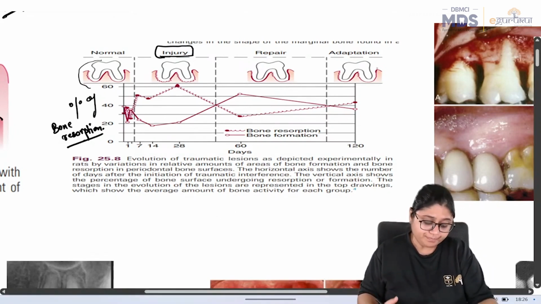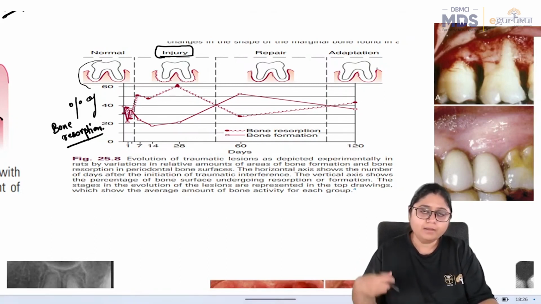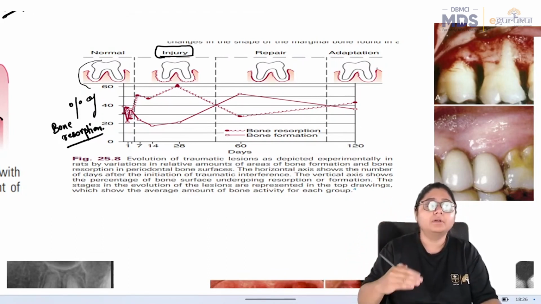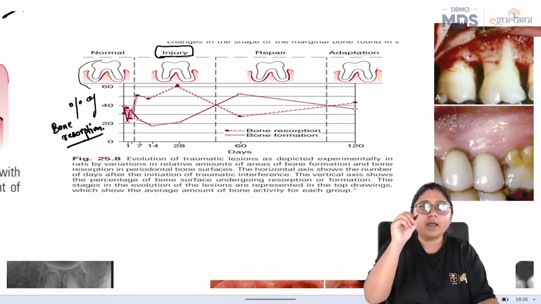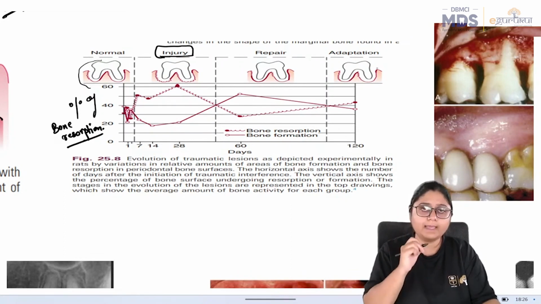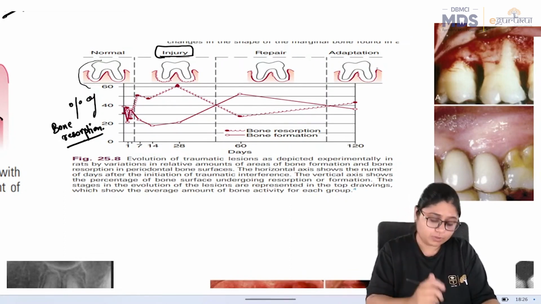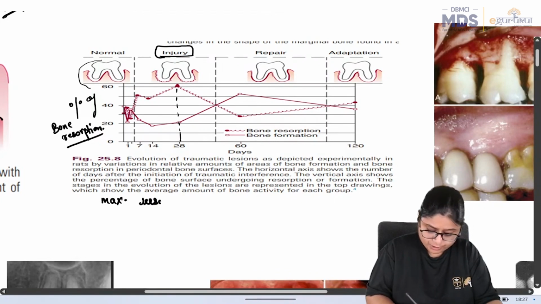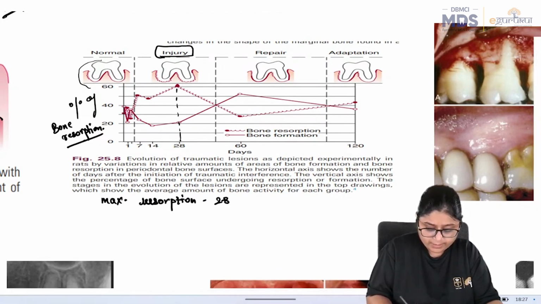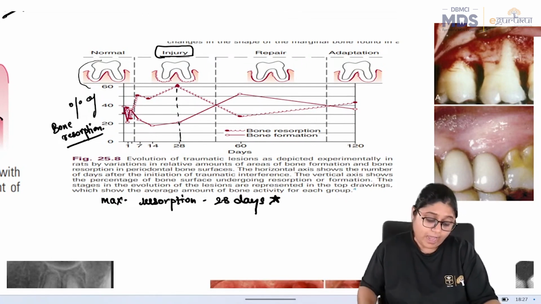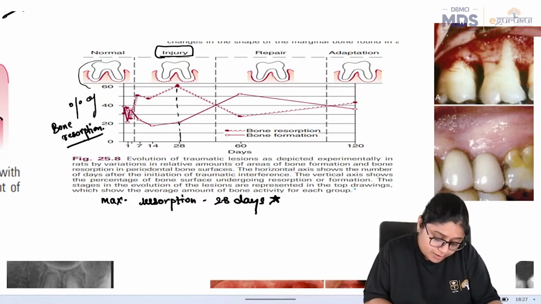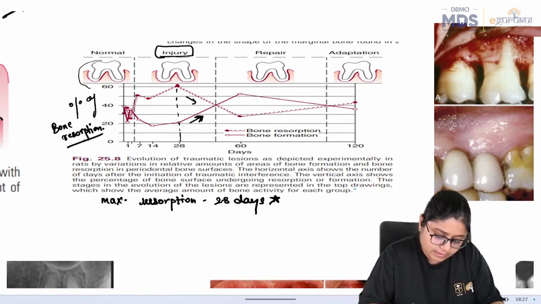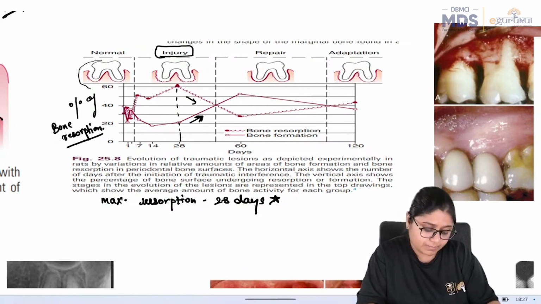In injury, whenever the abnormal occlusal forces are happening, there is an increase in the resorption. This increase reaches its maximum resorption state in 28 days. Suppose the abnormal force starts on day 0, then in 28 days you will see the maximum resorption here. Important to remember for MCQs. After 28 days, the resorption will come down and bone formation will increase. And this bone formation will reach its maximum level on day 60.